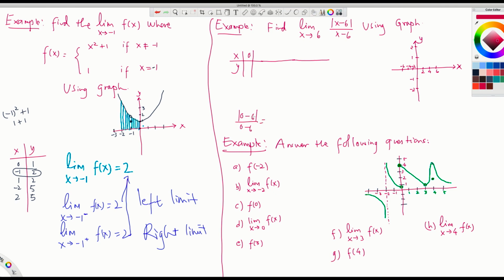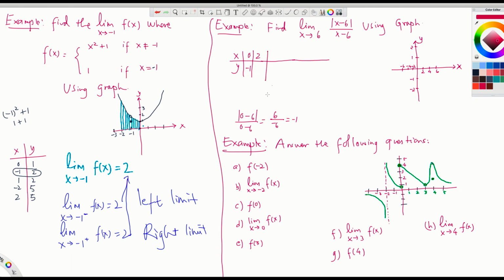That is 0 minus 6, which is negative 6, but the absolute value cancels that negative sign. So it will be 6 over negative 6. So you get negative 1. So that is negative 1.